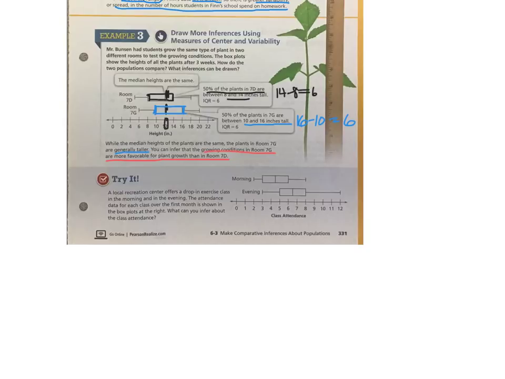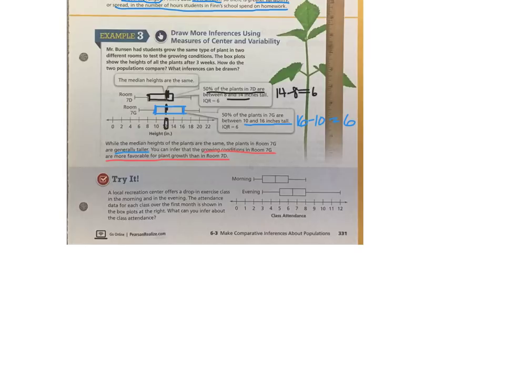Now let's look at the try it question. A local recreation center offers a drop-in exercise class in the morning and in the evening. The attendance data for each class over the first month is shown in the box plots at the right. What can you infer about the class attendance?